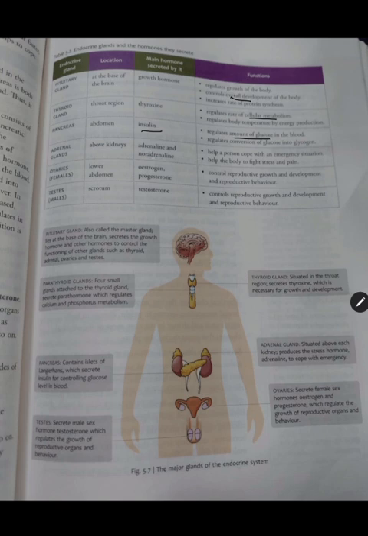Adrenal glands secrete adrenaline and noradrenaline, which help a person to cope with the emergency situation. Ovaries secrete estrogen and progesterone, which control the growth of reproductive organs and development of secondary sexual characters. Testes also secrete testosterone, which controls the growth of reproductive organs and secondary sexual characters.